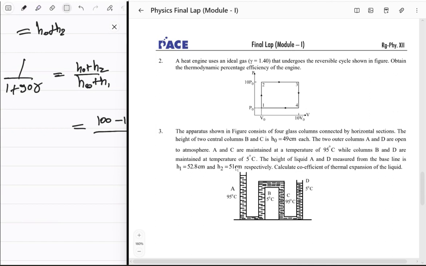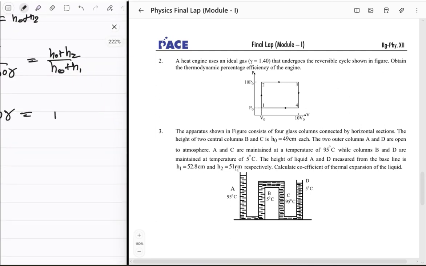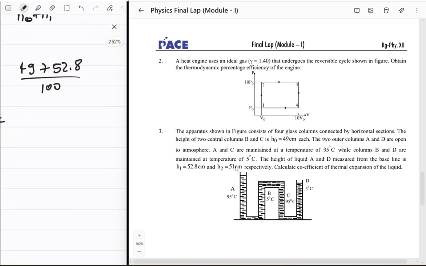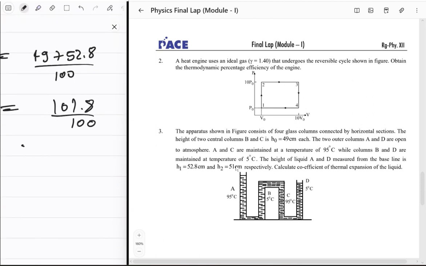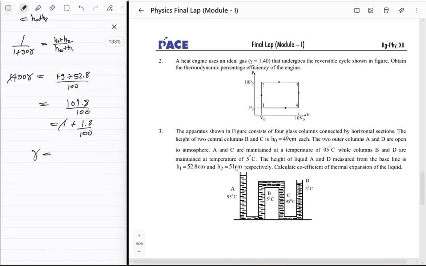So अपन उल्टा कर सकते हैं, right? So h naught plus h1, 1 plus 90 gamma, that's equal to h naught plus h1, which is 49 plus h1 कितना है यार? h1 is 52.8, and this thing is just going to be like, yeah, it's 100 basically. तो ये कितना हो जाएगा? It is 100 plus 1.8, which is 101.8 upon 100. It is like 1 plus 1.8 upon 100 basically. So there we go. 90 gamma is this thing. Gamma is just equal to this thing upon 90.